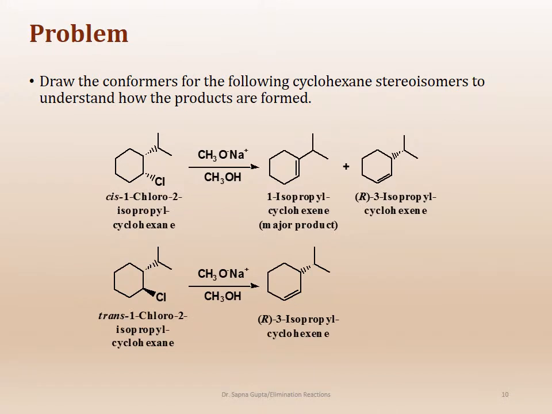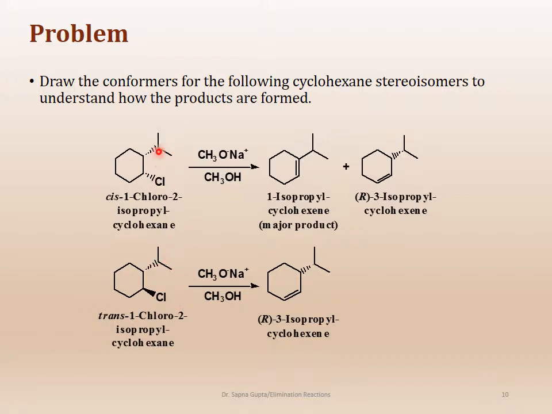So here's a problem that I would like you to work on your own. I'm giving you the products and I'm giving you the starting material, so you know what's going on, you just have to explain it. You're going to look at these two stereoisomers that we have, the cis and the trans. Here you have the two groups, the chlorine, which is the leaving group, and an isopropyl group next to it, which are cis to each other. And in the bottom case, you have them trans to each other. So the leaving group and the isopropyl group are trans.